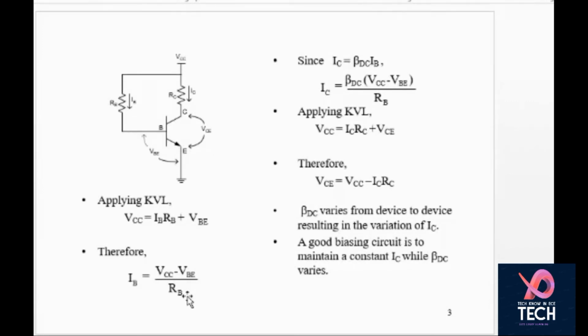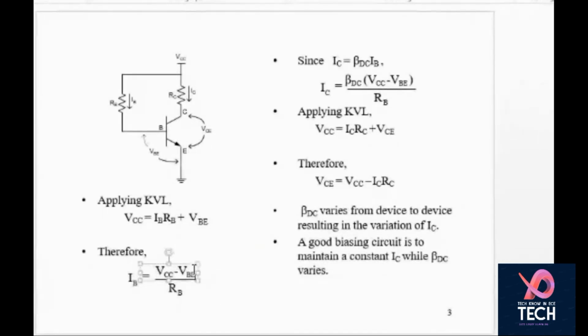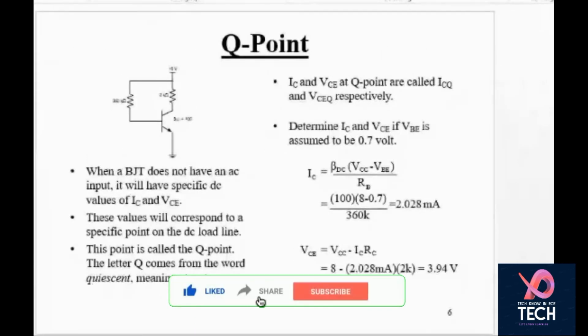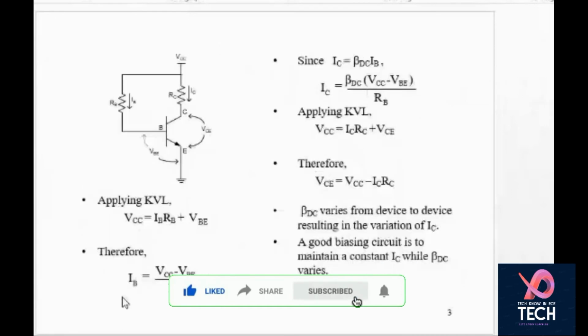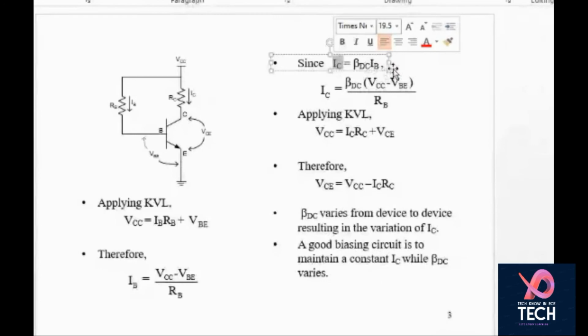Yes or no? So from here you will know VCC. What is the value of VCC? 8 volts. What is the value of VBE? 0.7 volts. What is the value of RB? 360 kilo ohms. So from here you will find out the value of IB. If IB is known to you, you can easily find out the value of IC. So IC is equal to beta into IB.